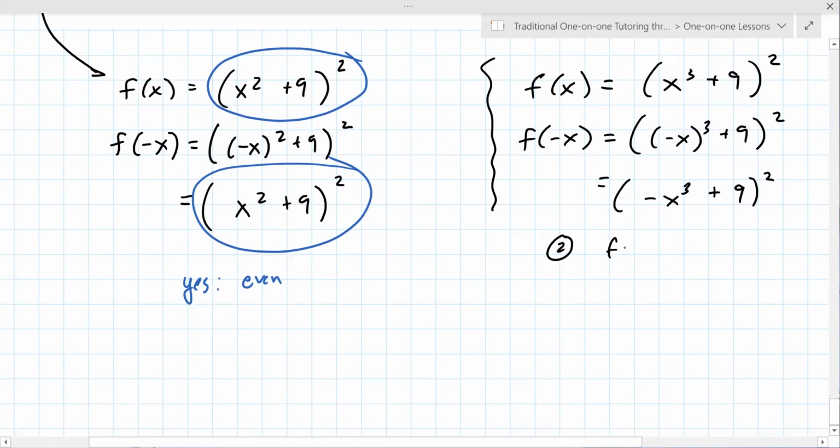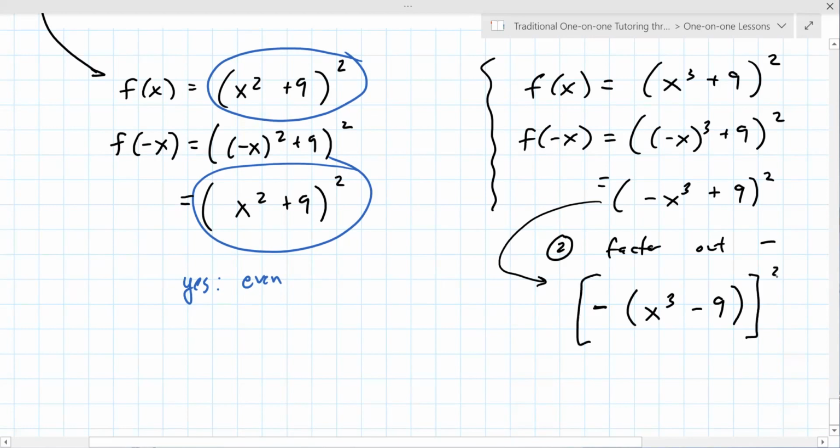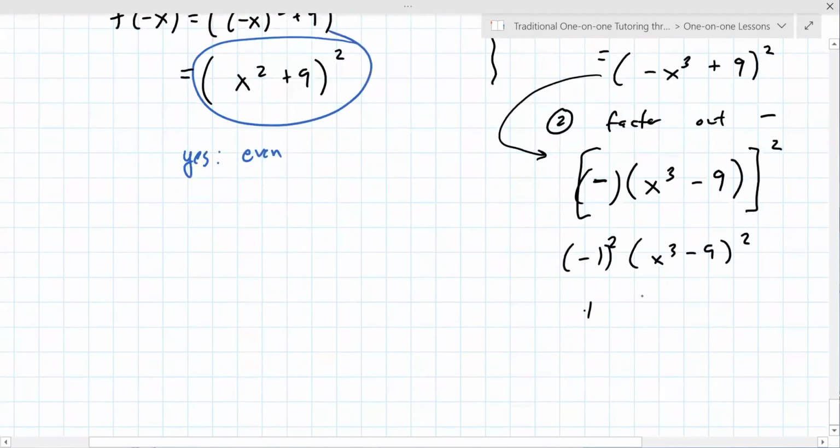This one, I don't expect you to know how to do, but I'm going to try to show you, so just follow along. We're going to factor out a negative from the inside, so that becomes x cubed minus 9. Do you see that? Yes. It's still squared, and when you square a negative, that goes away. So this negative squared becomes positive x cubed minus 9 squared.